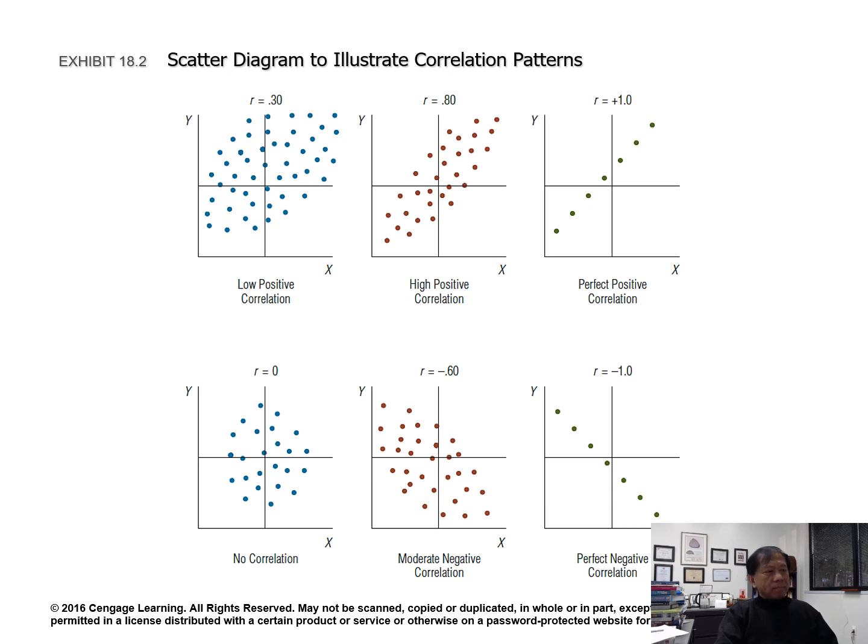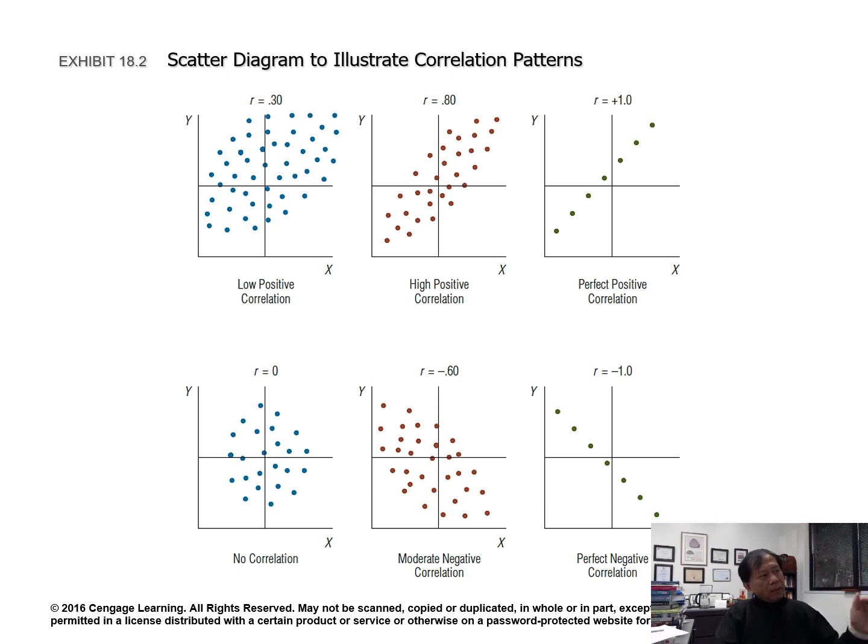In the test, I may give you a chart like this, showing you what kind of relationship this is. You can see this is a low positive, right? It's positive, going this way, but it's not that high, it kind of scatters. This is the high positive, and this is the perfect positive on a straight line.